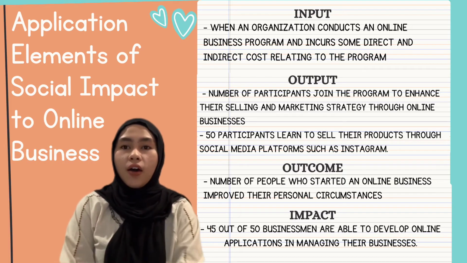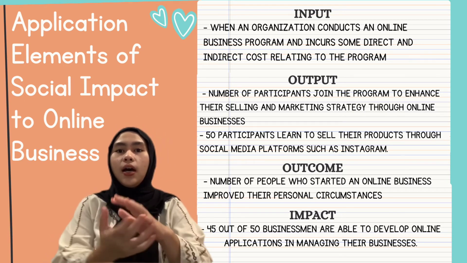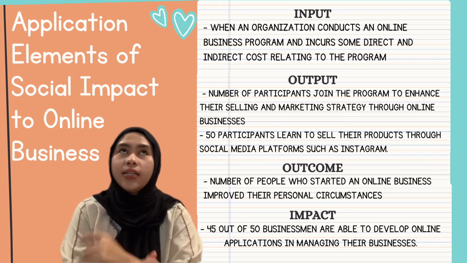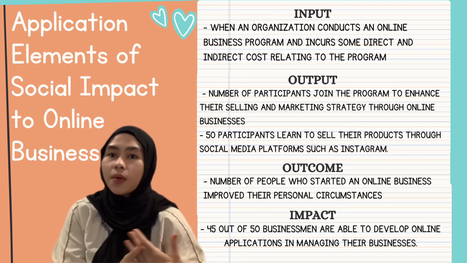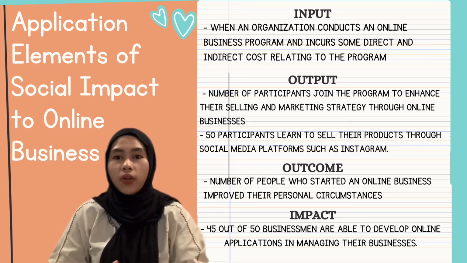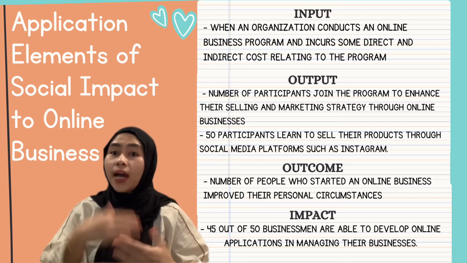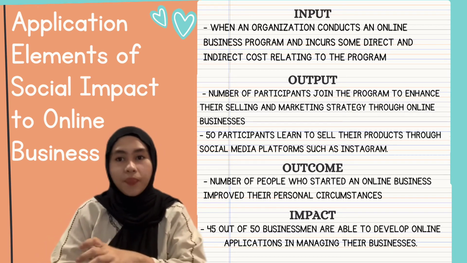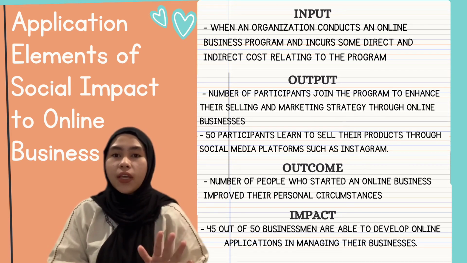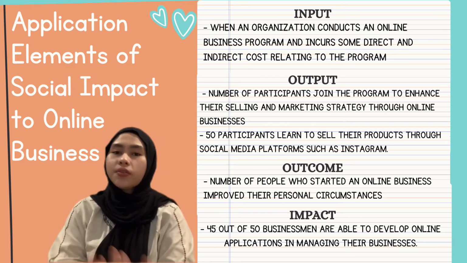There are four elements which are input, output, income, and impact. The input can be illustrated when an organization conducts an online business program and incurs some direct and indirect costs relating to the program. Next, output from the online businesses program occurs when a number of participants join the program to enhance their selling and marketing strategy through online businesses. As an example, there are 50 participants who learn to sell their products through social media platforms such as Instagram.